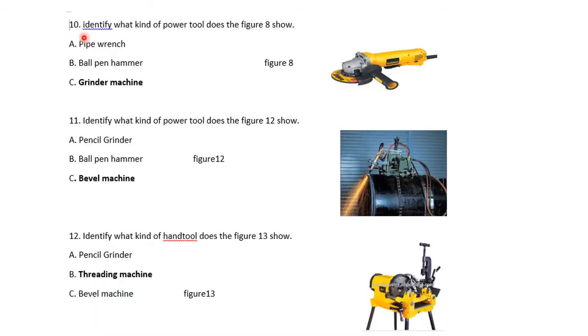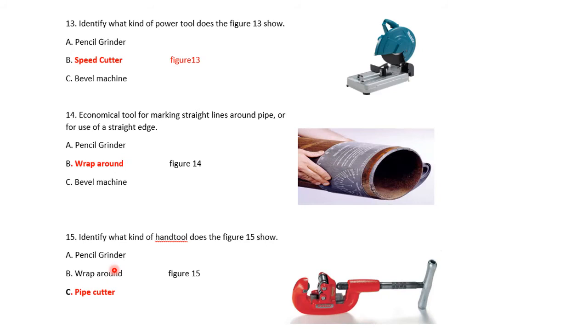Next question: identify what kind of power tool the figure shows. This is a grinding machine. Identify what kind of power tool figure 12 shows. This one is a bevel machine. This is called a bevel machine. Identify what kind of tool figure 13 shows. This is a threading machine. Very easy questions.